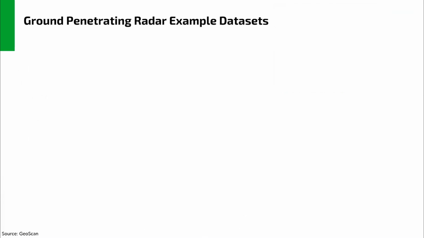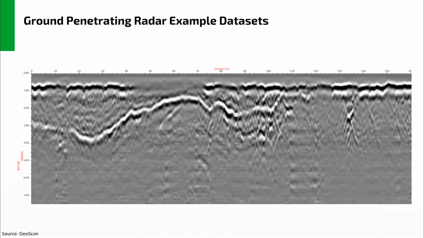A few ground penetrating radar examples I'm going through now. The first one is one of my favorite two-dimensional cross-sections, or GPR profile, or B scan. There are so many words that we use for GPR. I'm going to go with cross-section because technically it is a cross-section of the subsurface.